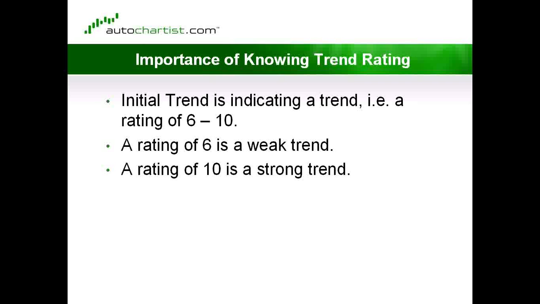So again, break down your chart patterns, identify your chart pattern, and say, I have a channel, I have an initial trend, or I have a trending pattern. My rating is 6, so that means I have a trend, but it's weak. Or my rating is 10, so you say to yourself, I have a strong trend. That's the process you want to go through when you're looking at these trend bar ratings.